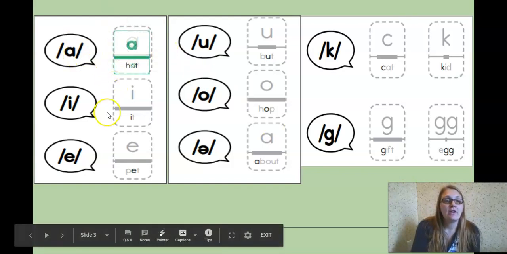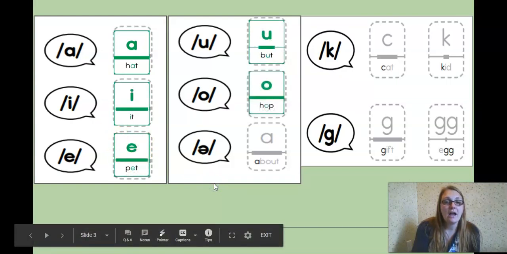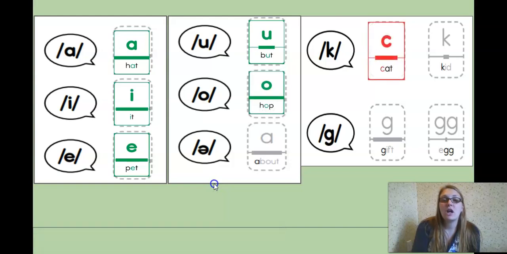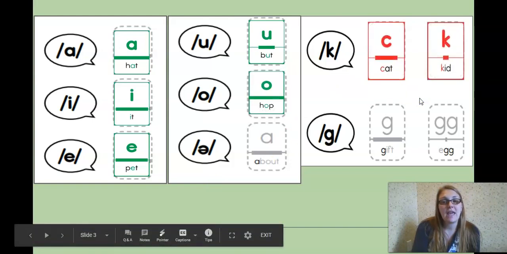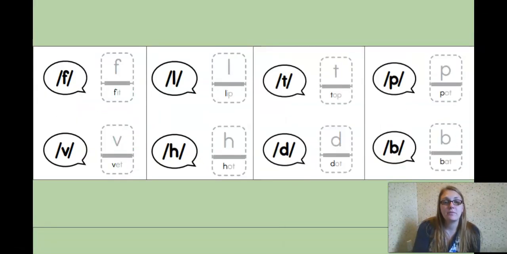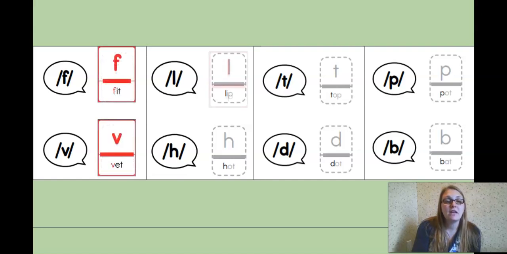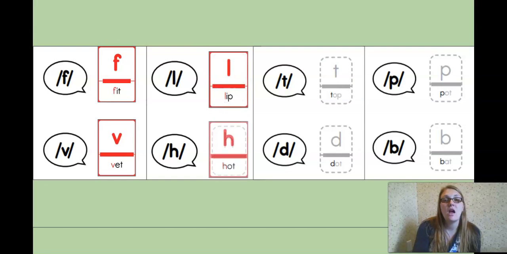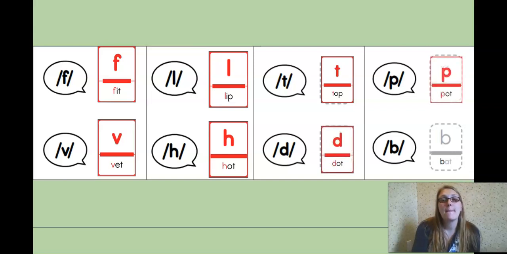For the vowels, we have letter A, I, E, U, and O. For K, we have both C and K, C being the more common. For G, we have the letter G. For F, letter F, V, L, letter L, letter H, T is for T, D, we have letter D, P, we have letter P, and B, we have letter B.